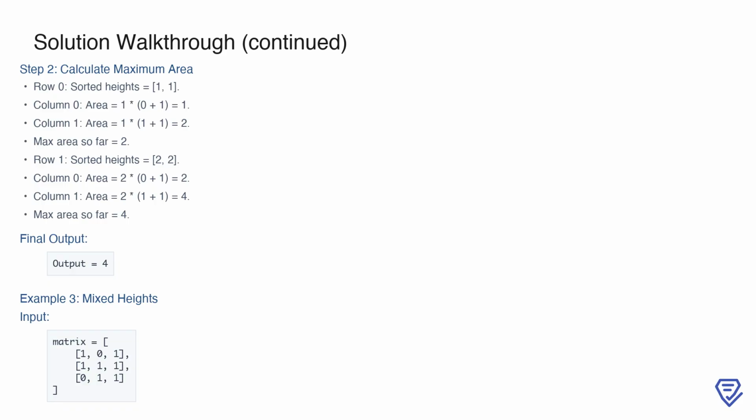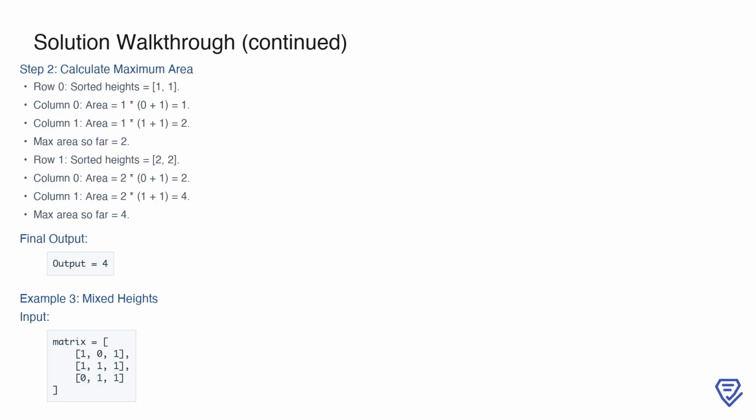For row 1, the sorted heights are 2, 2. Column 0 has an area of 2 times (0 plus 1) equals 2, and column 1 has an area of 2 times (1 plus 1) equals 4, resulting in a maximum area of 4 for this row. Among all rows, the largest area is 4. This is the final output for this example.